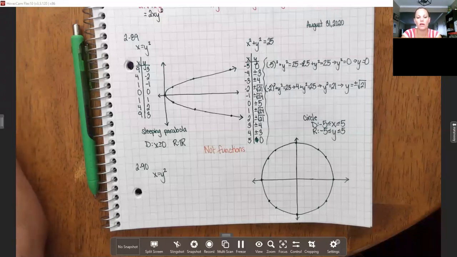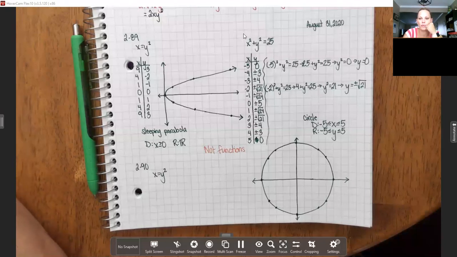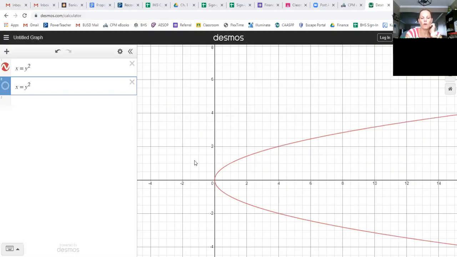So go to desmos.com, start graphing. Try to move x equals y squared left, right, up, down, stretch and compress. Okay, so I graphed x equals y squared.